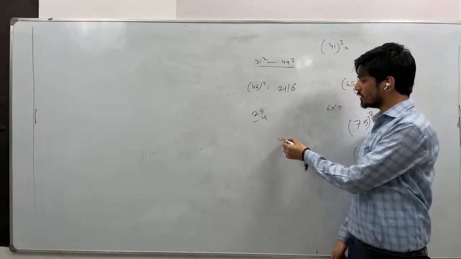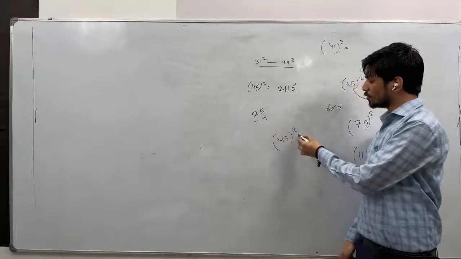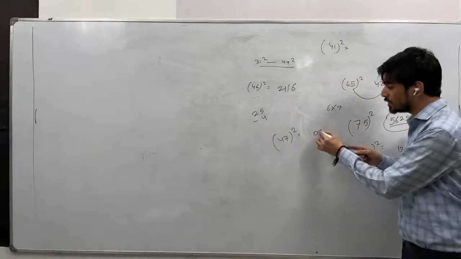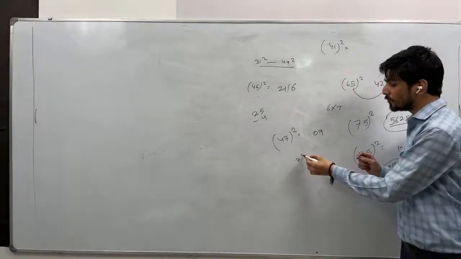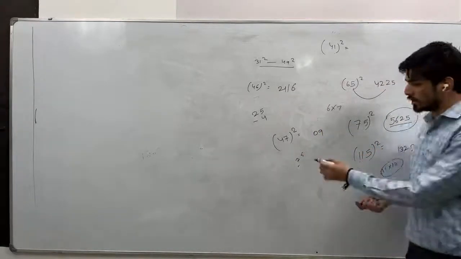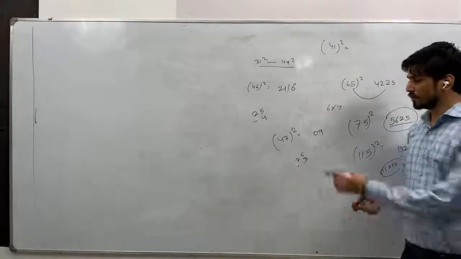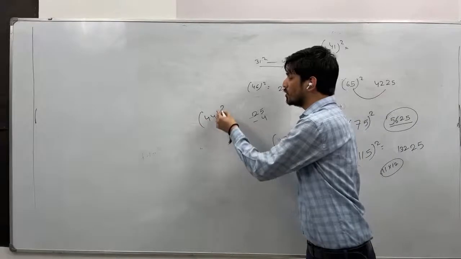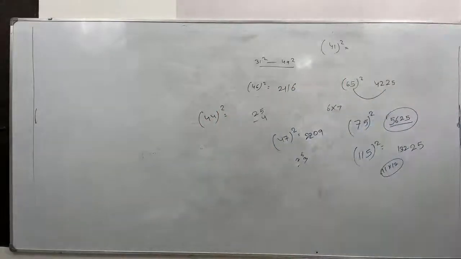Let's say 47 you want to calculate. What is the difference? 3. What is 3 square? 9. But here we'll write two digits, 09. Then 25 minus 3 is 22. So that is the answer, right? Let's say 44. Now tell me 44. The difference is 6, so 36 will come on that side. Now from 25, what will you subtract? 6. 25 minus 6 is what?